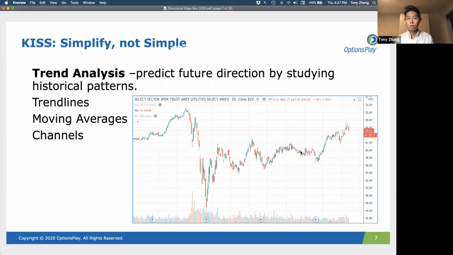But the problem with trend is that it only tells you how a stock or an ETF is performing against itself. What it doesn't give you a good sense of is how it is doing relative to the market. So here is the chart of XLU. This is the price chart of XLU that I'm showing you. And on the next slide, I'm going to show you the XLU chart relative to the market.